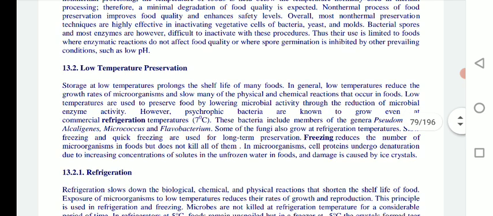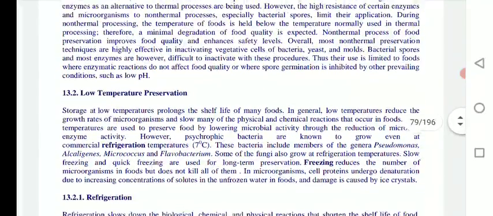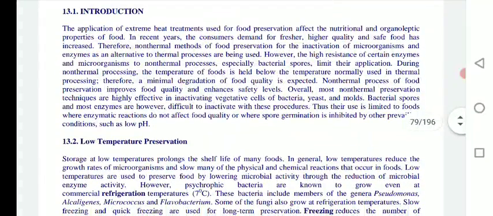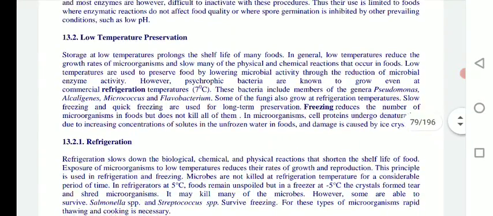However, some enzymes and spores are difficult to inactivate with these procedures. Thus their use is limited to food where most of the enzymatic reactions do not affect food quality, or where spore germination is inhibited by other prevailing conditions such as pH. So overall and in general, non-thermal processes are pretty much feasible as compared to thermal processing of food, and they are popularly and commonly used for preservation of different kinds of foods.